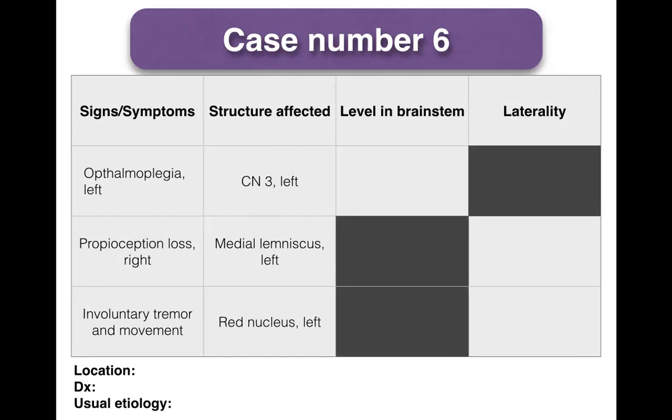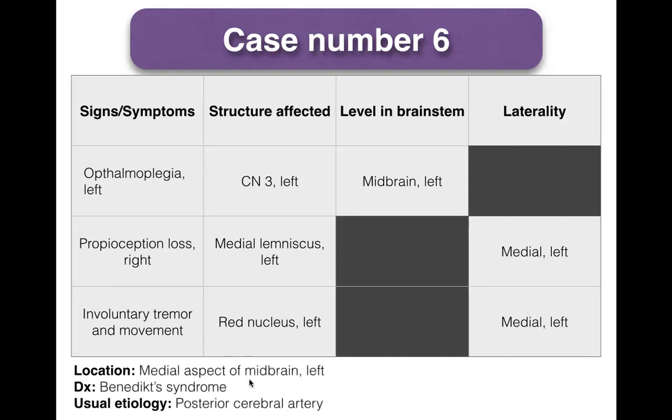Okay, so you know where this is going. Number 3 is located at the midbrain. Medial lemniscus is a medial structure. So what is affected here? Medial midbrain, just like in Weber syndrome. So the medial aspect of the midbrain is also affected in this case, but this is a totally different syndrome. This is called Benedict syndrome, which is usually due to occlusion of the posterior cerebral artery.